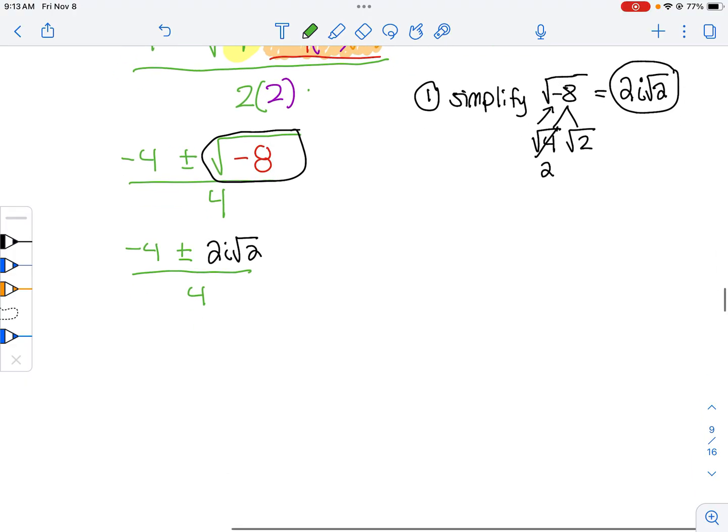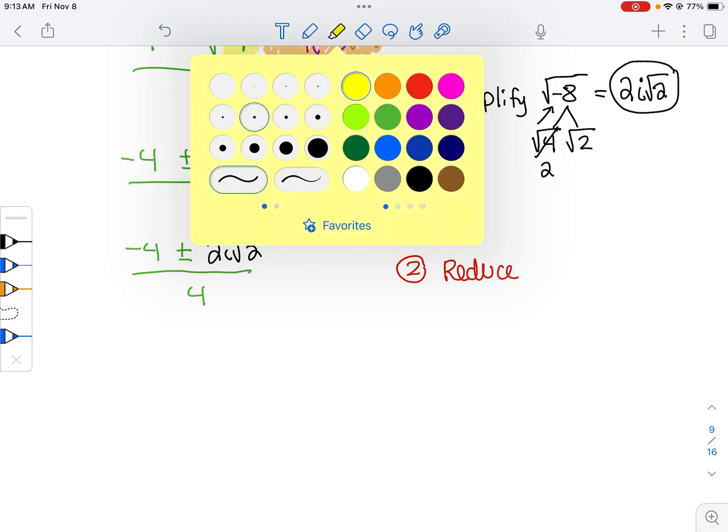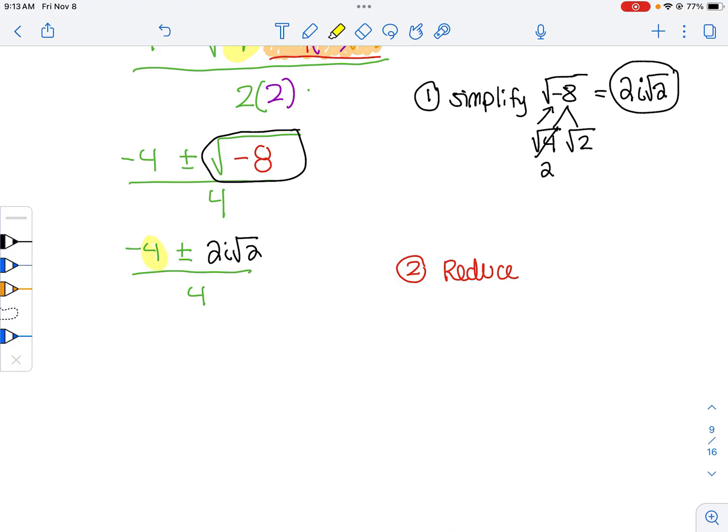Okay, my next step, we'll do this one in red. My next step is now to reduce if I can. Now, when I'm reducing, it's important that we divide by the same thing. So I'm going to look at this negative 4, this 2, and this 4. I'm not going to worry about the i in the square root. I'm going to look at these other things, and I'm going to ask myself, what can I divide by? And in this case, I can divide all of those by 2.